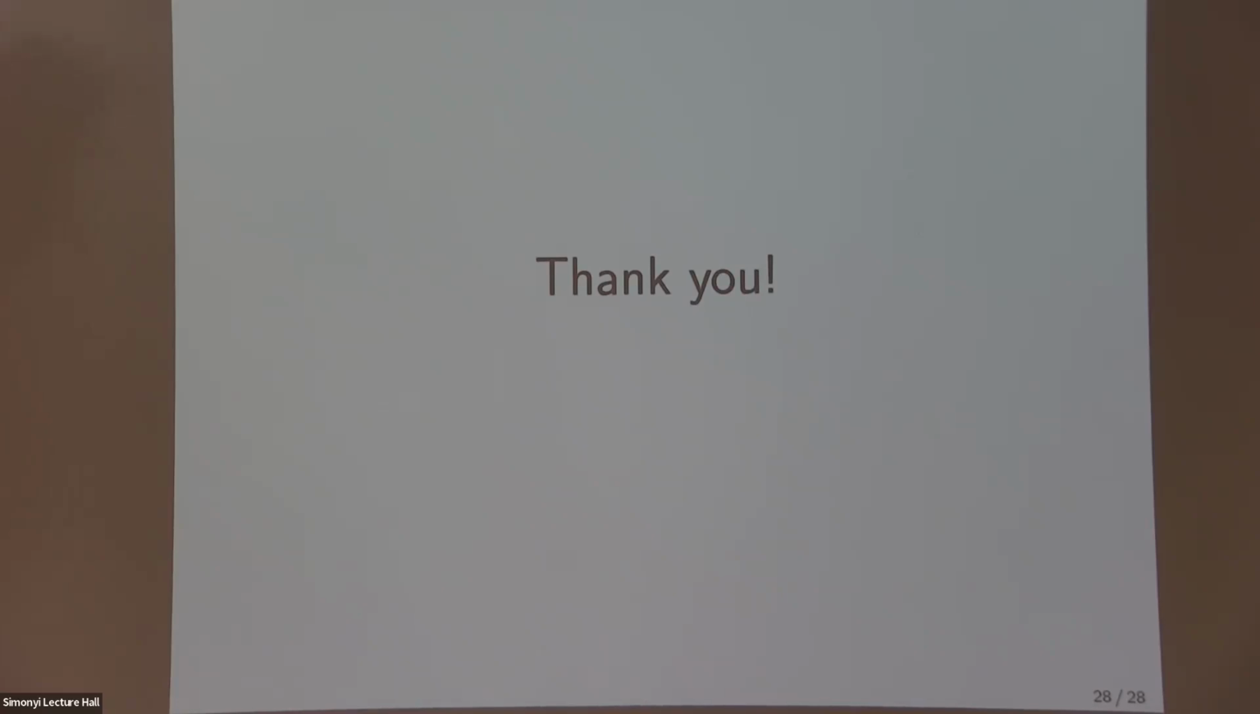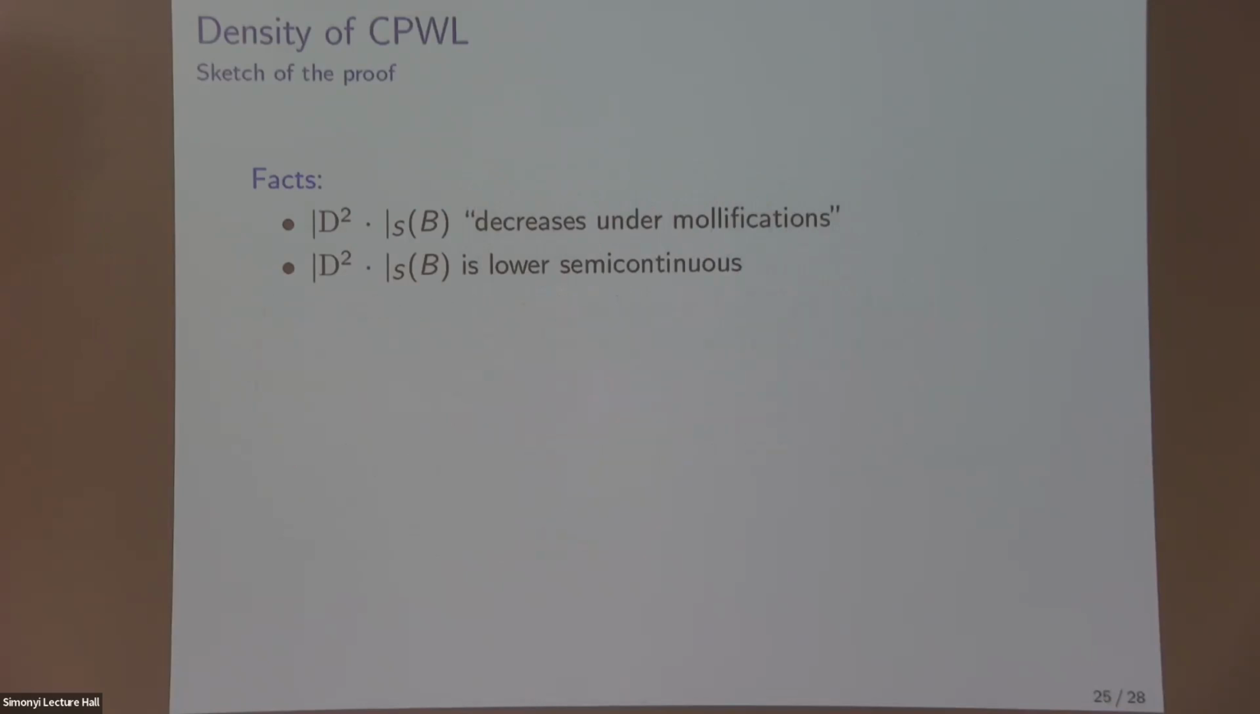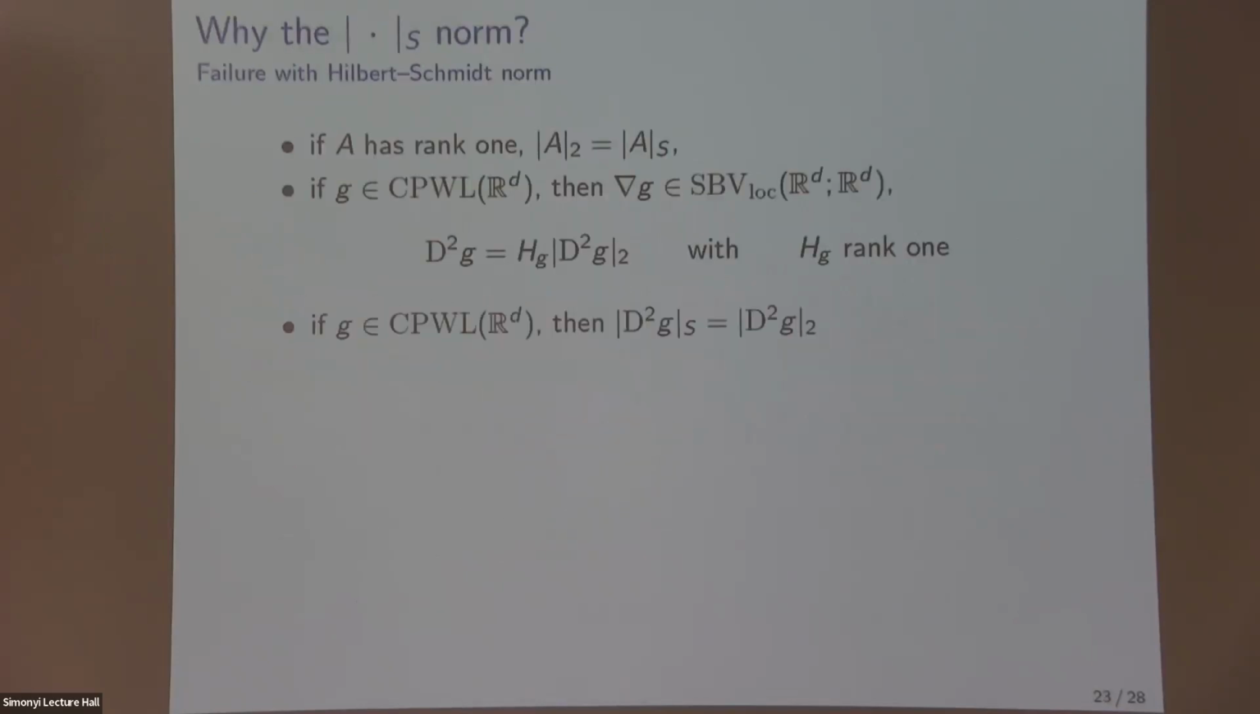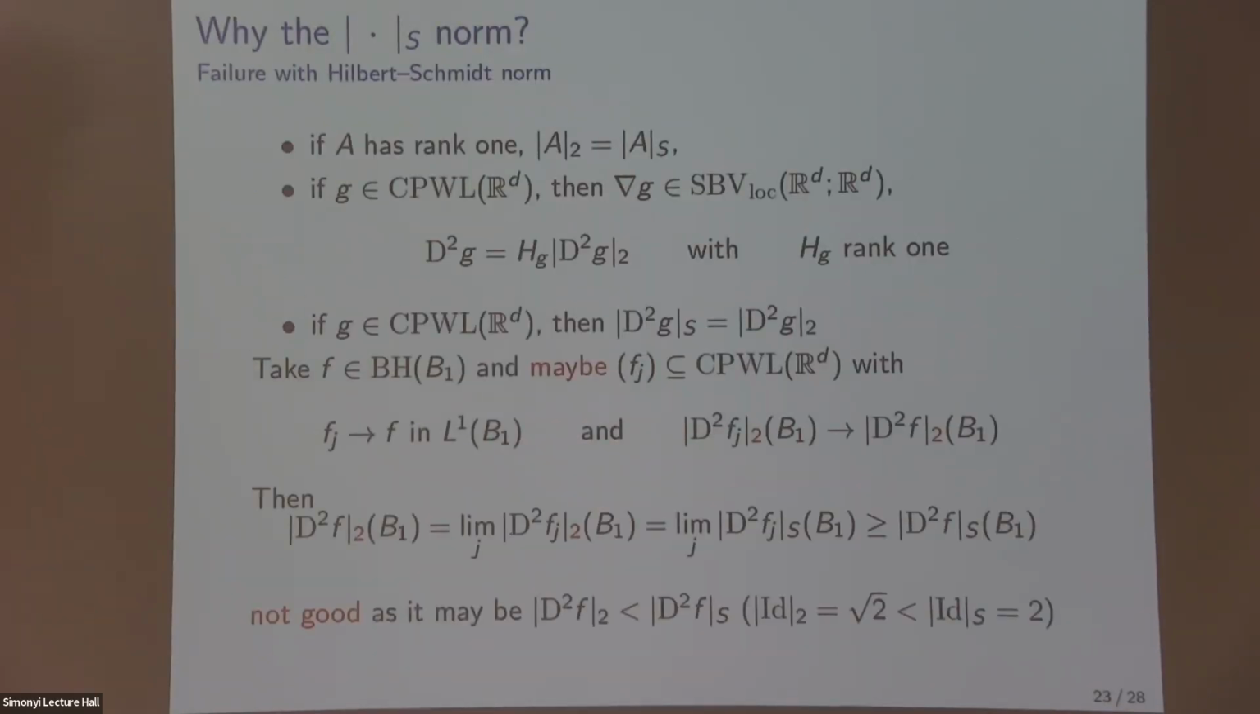So you already said it, but I didn't get it. If instead of one norm, you take the two norm, you know that your density theorem is false? Yes. It's not only that the proof doesn't work. No, the theorem can't be true. I think that if you take a paraboloid, it's going to fail.